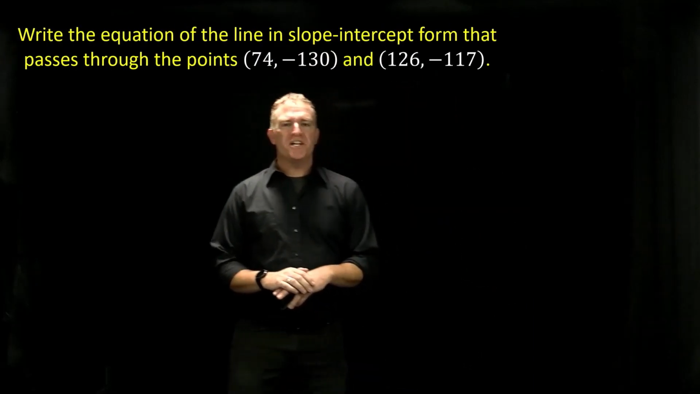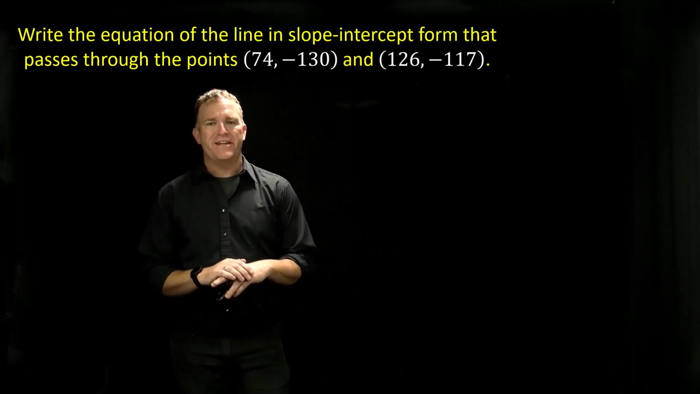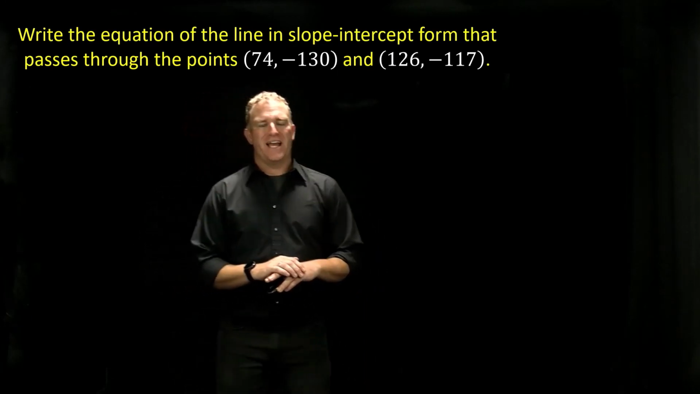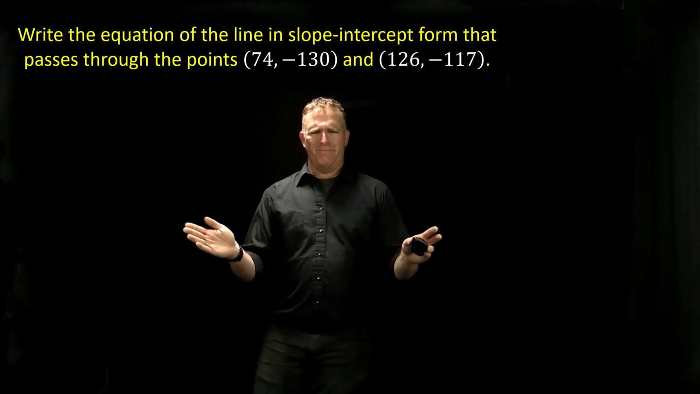Write the equation of a line in slope-intercept form that passes through the points (74, -130) and (126, -117).